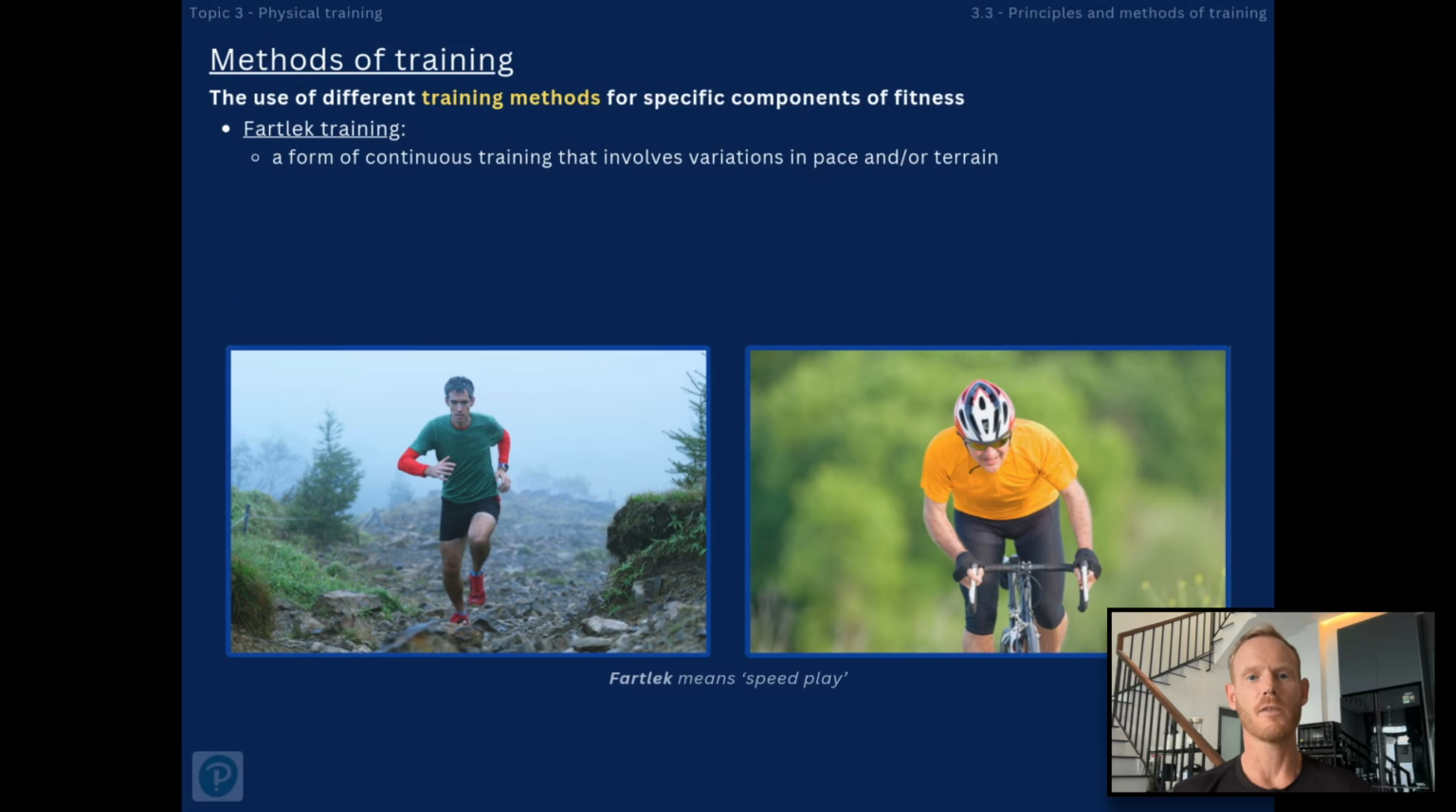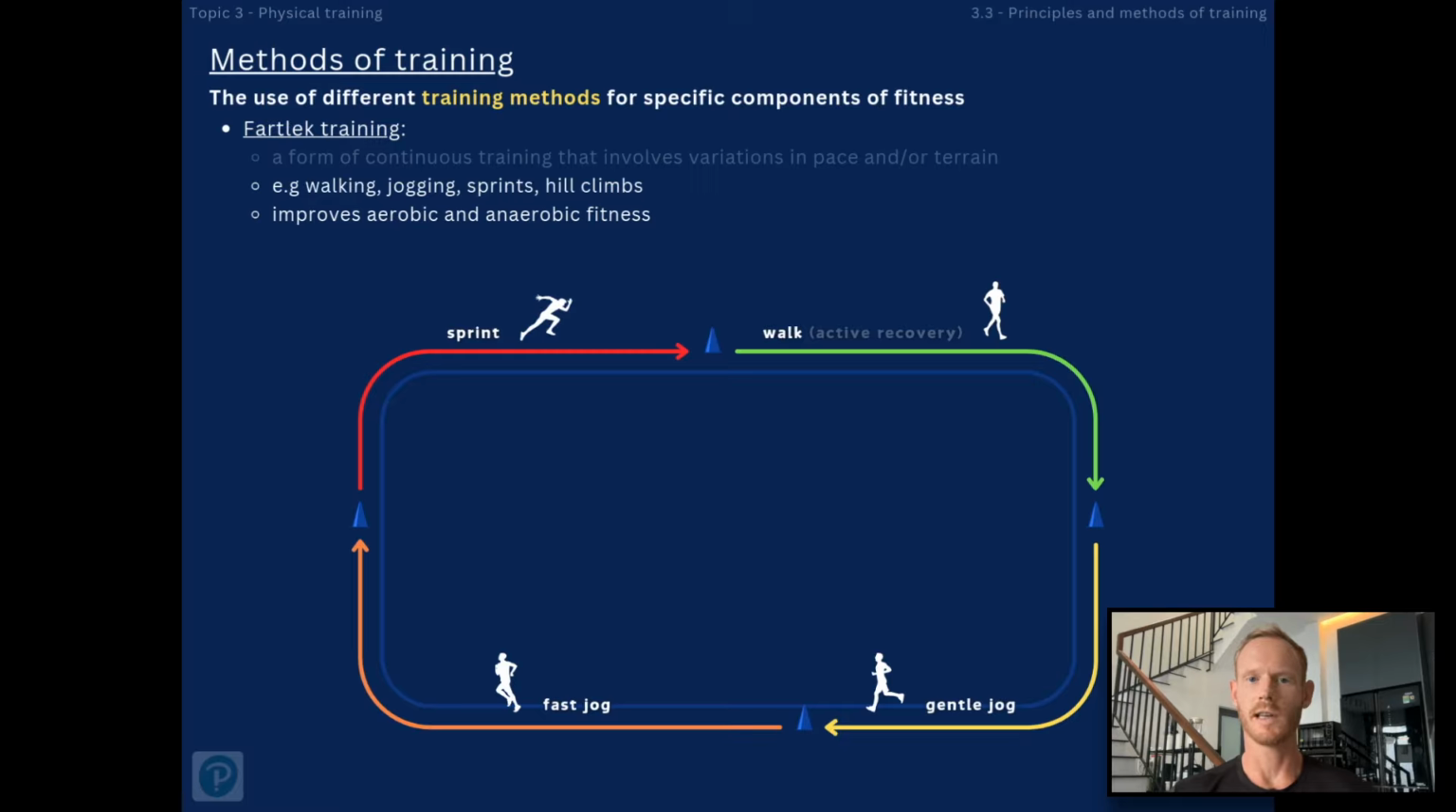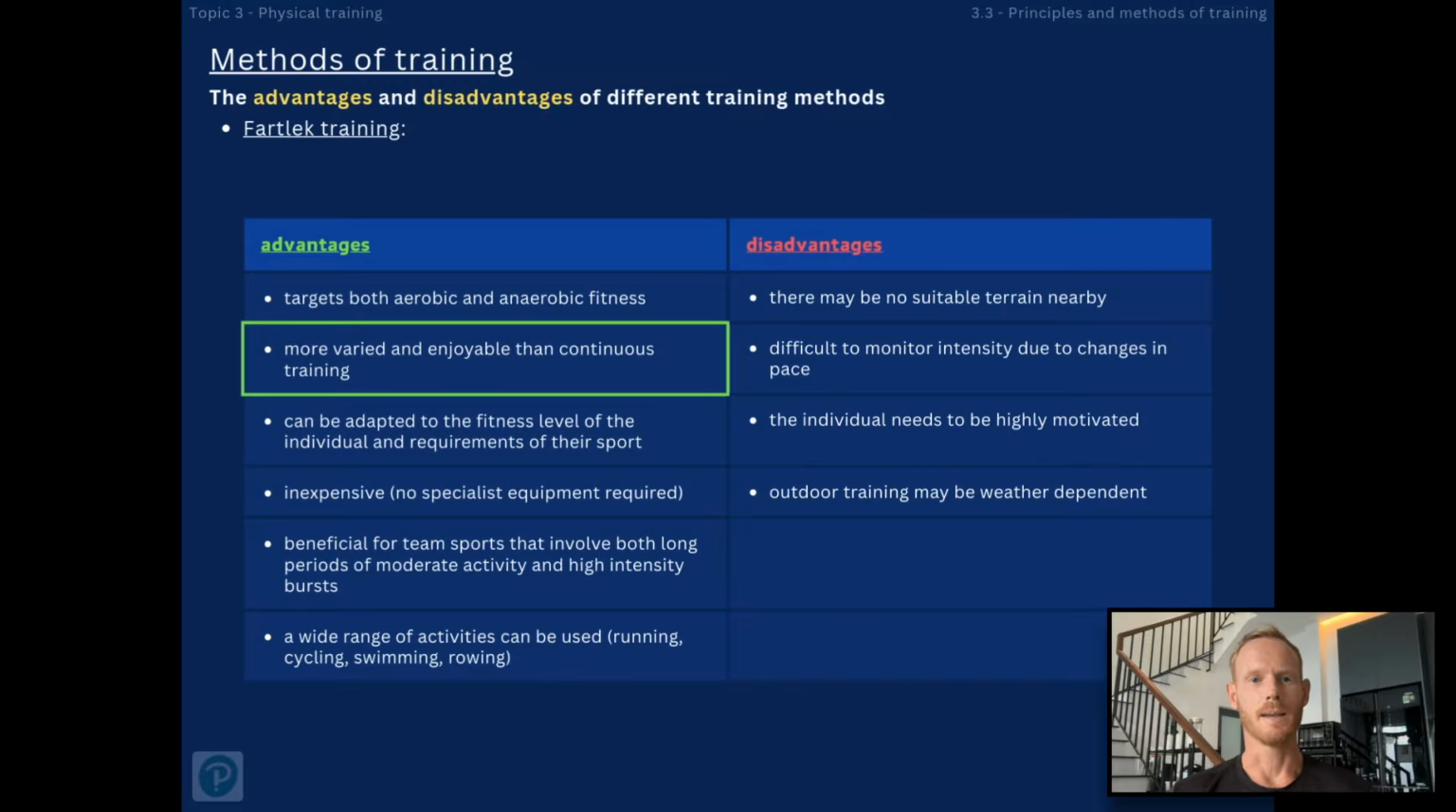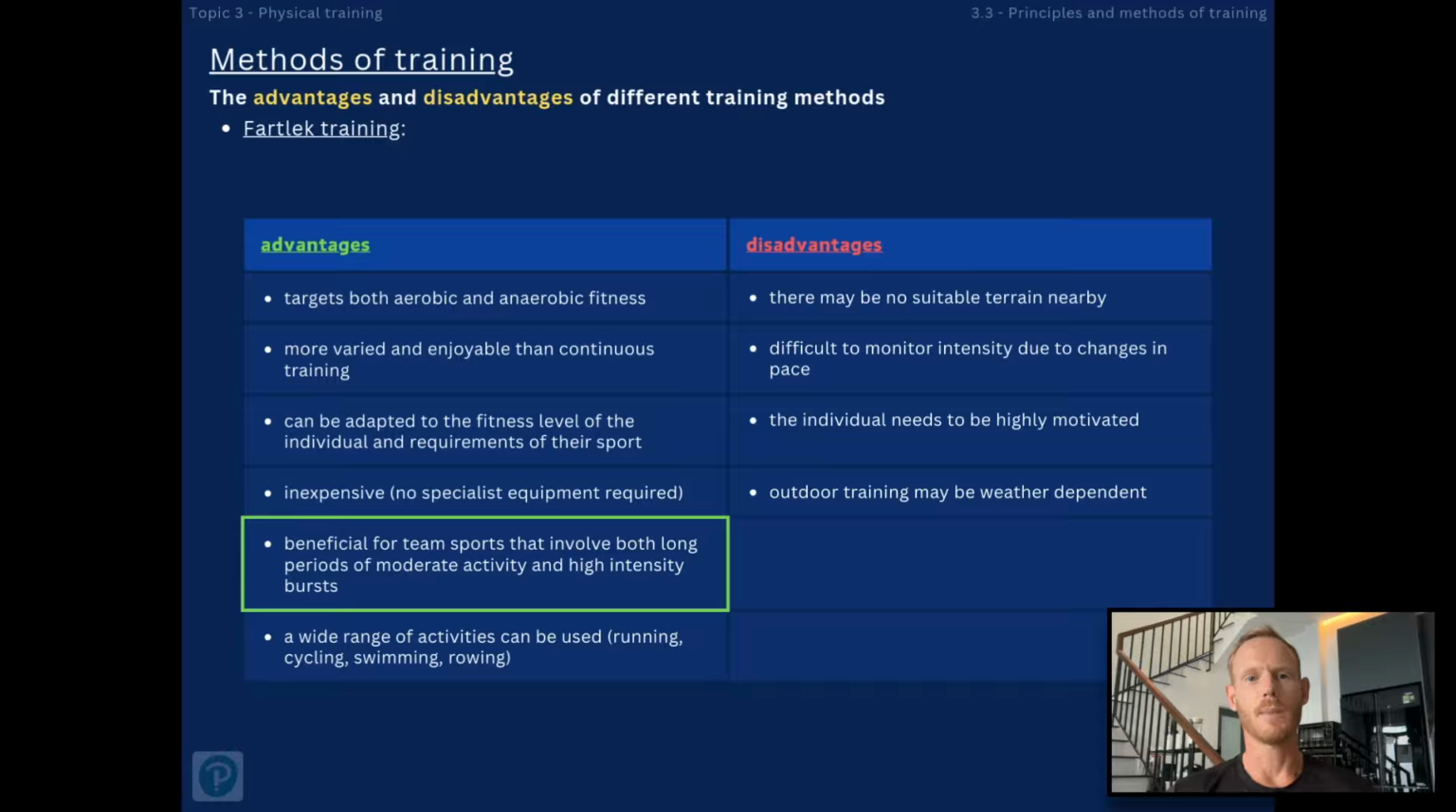Fartlek training is another form of continuous training, as no rest periods are taken. Fartlek means speed play and is characterized by variations in pace and/or terrain. A typical Fartlek circuit may include sections for walking, jogging, sprinting, and hill climbs, and therefore targets both aerobic and anaerobic fitness components. It's a more varied and enjoyable training method than continuous training, and is particularly beneficial for team sports that involve both long periods of moderate activity and intermittent high-intensity bursts.